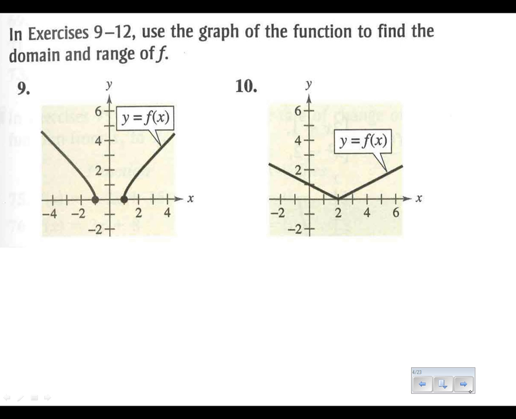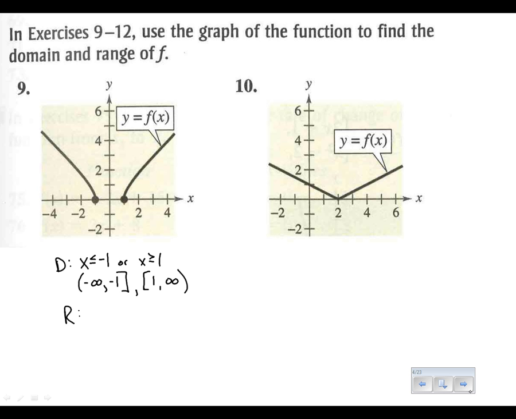Find the domain and the range. Pause, press play when you're ready for a solution. Alright, here we go. The domain on 9 is going to be x is less than or equal to -1, or x is greater than or equal to +1. The way we would write that is -infinity, and we can't touch -infinity, so we would have the parentheses, comma, -1. We are touching -1, as well as 1 to infinity.